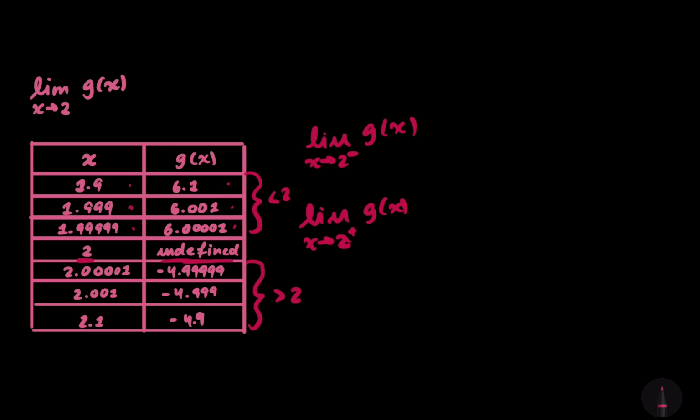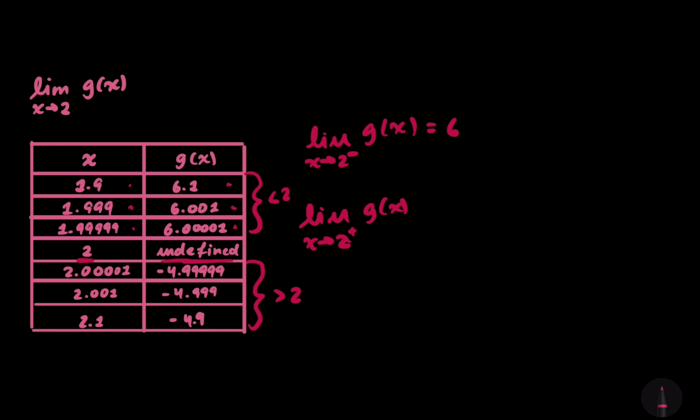So it seems, from the values that are less than 2, as we approach 2 from values that are just barely underneath 2, we seem to be approaching 6, right? This looks like it's going to converge to 6. As we can see, this is getting closer and closer to 6 as we approach x equals 2 from values that are less than 2.